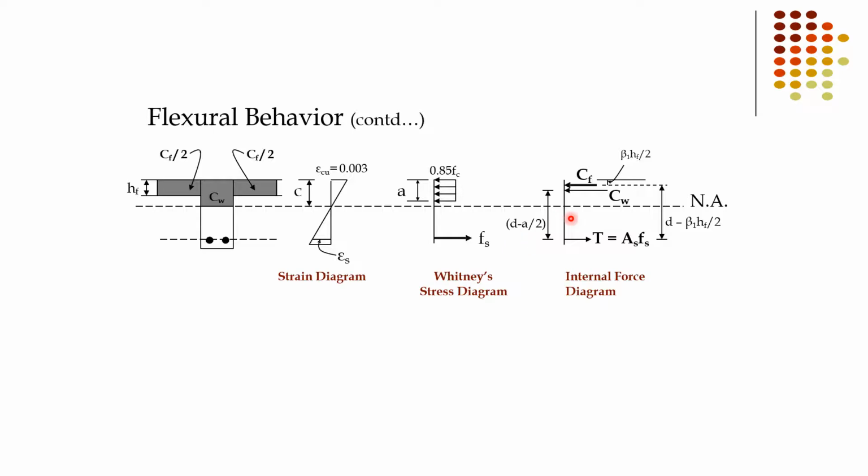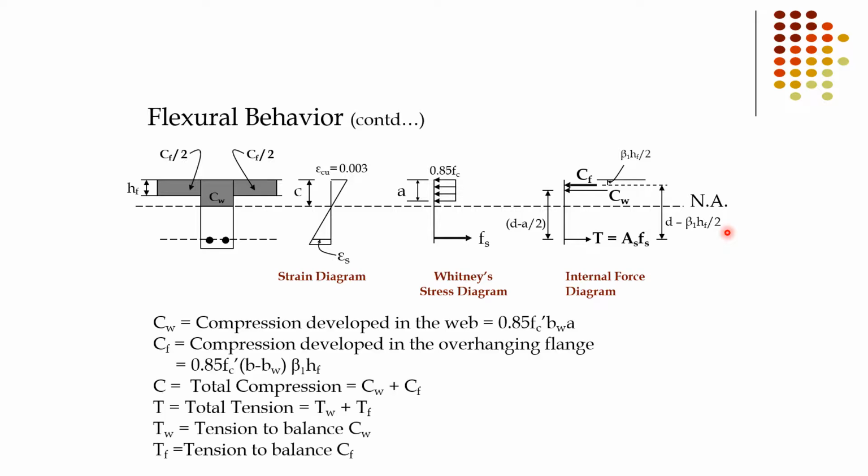So the lever arm for the Cf will be d minus beta 1 hf/2. Here is the description. Cw, the compression developed in the web, is equal to 0.85 fc' bw a. This is the same formula, the only difference is bw, the width of the web.